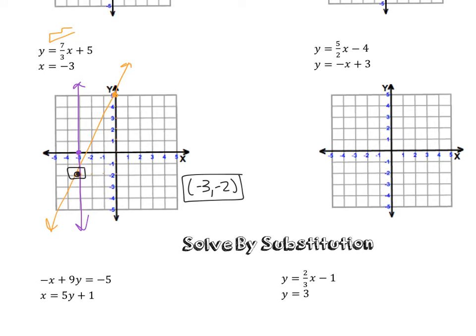Okay, we'll start at negative 4. It's a positive slope. It goes up 5 over 2.